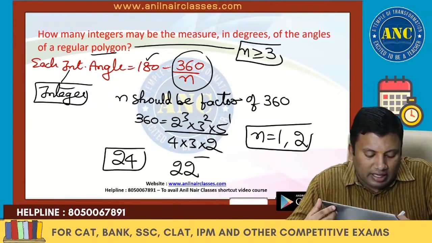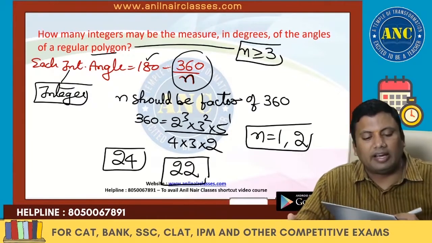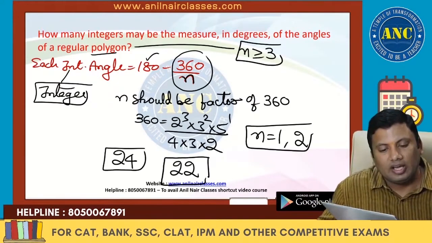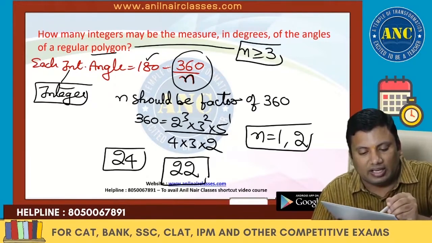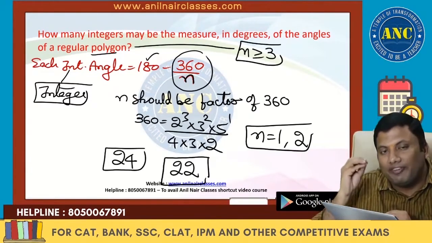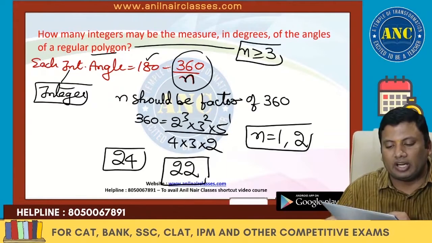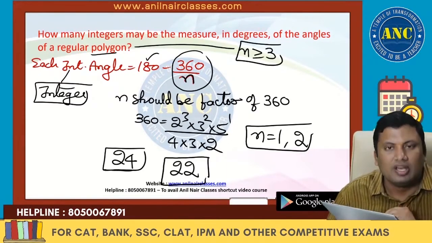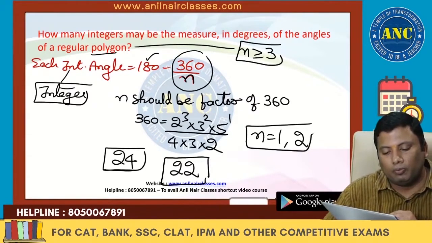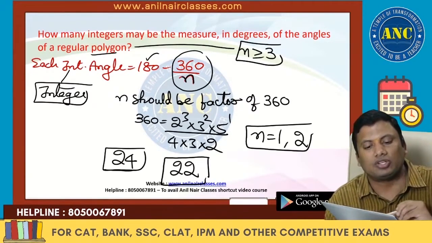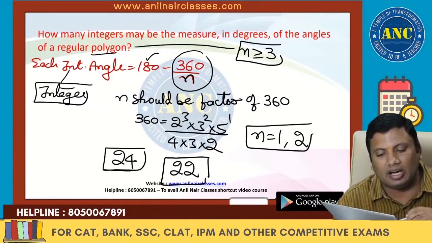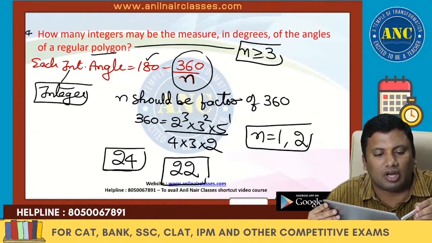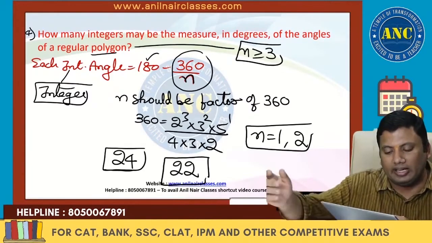So how many integral values can n take? How many integral values can the interior angle take such that this equation is satisfied? For an interior angle to be an integer, n should be a factor of 360. I got 24 values. N value 1 and n value 2 both are eliminated. Why? Because for a closed figure, n greater than or equal to 3 is a polygon. So the fourth question is based on geometry. I hope the idea is clear.